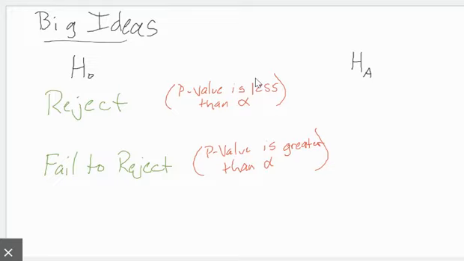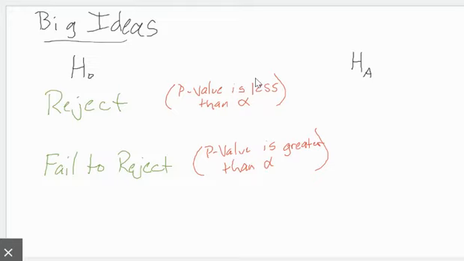Okay? It's the same way with a hypothesis test. We either have enough evidence to reject the null hypothesis, or we don't have enough evidence to reject the null hypothesis, and we would say fail to reject. Okay? So that's what it comes down to. You don't want to use the word accept. You either reject the null or you fail to reject the null.